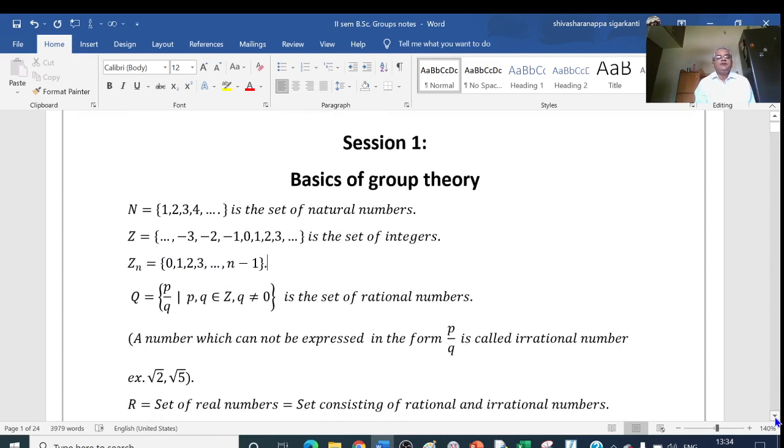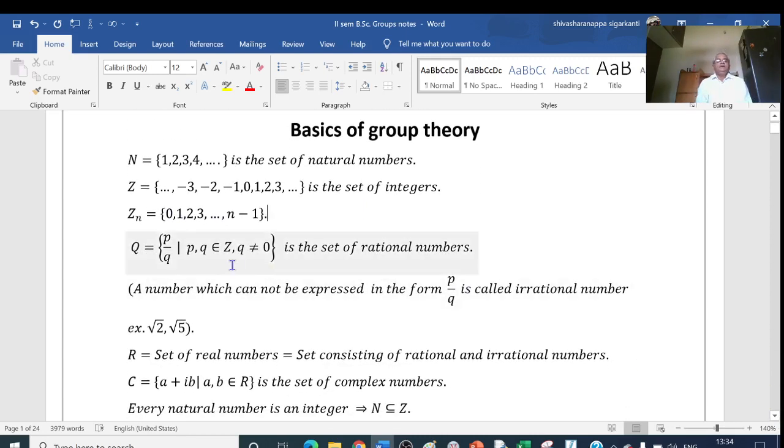And next one more set, Q. That is a set consisting of the elements of the form p by q, where p and q are integers and the denominator q is not equal to 0. We call this set the set of rational numbers. That is, a rational number means any number which can be expressed in the form of p by q, where p and q are integers and the denominator q is not equal to 0. The set of all such numbers is denoted by Q.